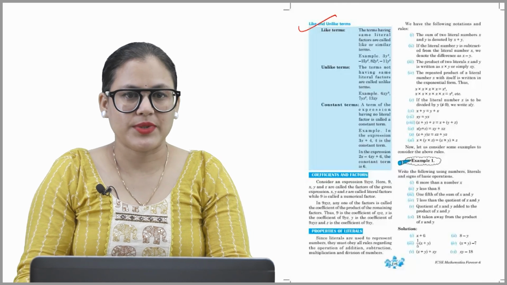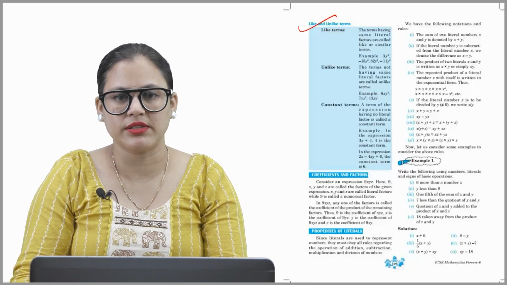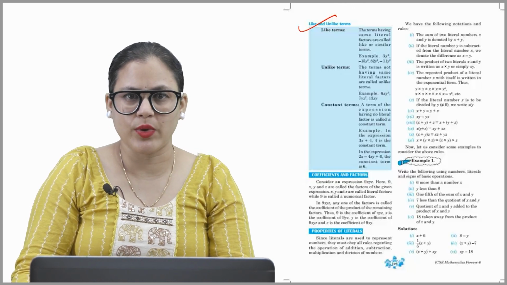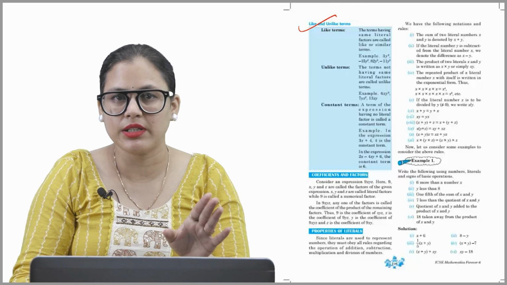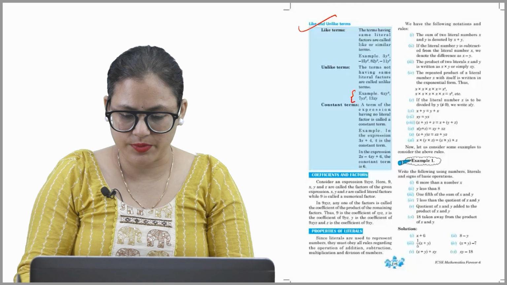Like and unlike terms. Like terms. The terms having the same literal factors are called like or similar terms. Example, 3y squared, minus 15y squared, 82y squared and minus 11y squared. Unlike terms. The terms not having the same literal factors are unlike terms. For example, as you can see, these are unlike terms.